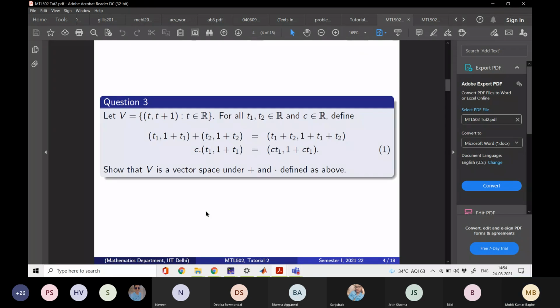Now for question 3. Here you just focus on the vector space. V is the set of all tuples of the type t comma t plus 1, where t varies over the reals. The vector addition and scalar multiplication are defined by these two equations. Now show V is a vector space. Have you done this question 3?